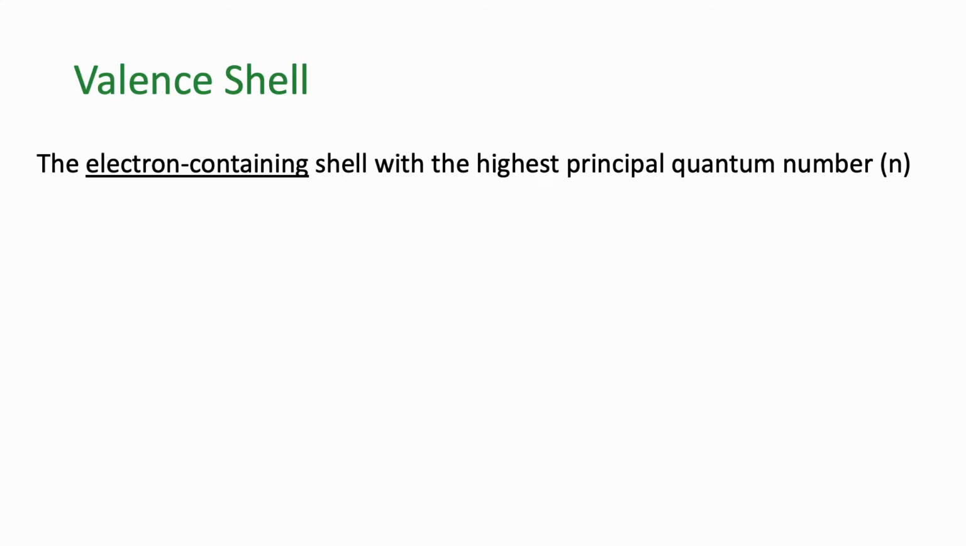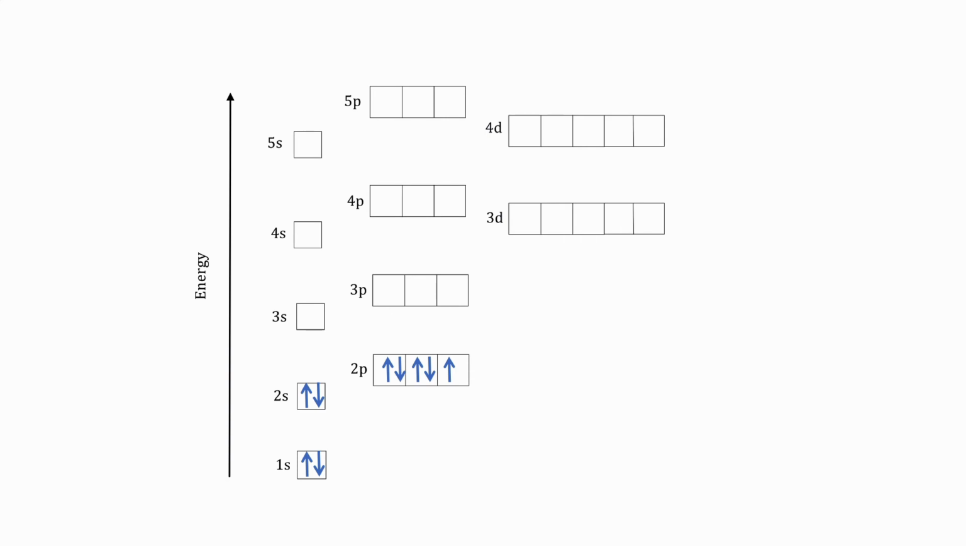So now we're going to talk about a term that gets used a lot, which is the valence shell. The valence shell is the electron-containing shell with the highest principal quantum number in a particular atom. The reason I've underlined electron-containing is if you go and look at an electron configuration diagram, this particular one is for fluorine, it's not that fluorine doesn't have 3s and 3p. It absolutely does. But under normal circumstances, there are no electrons in the 3s and 3p.